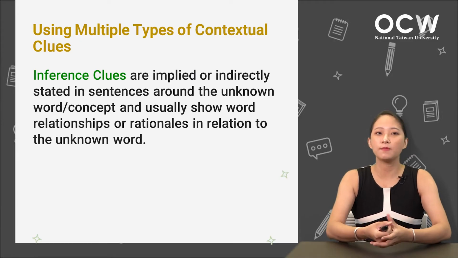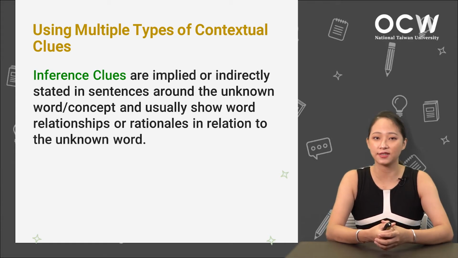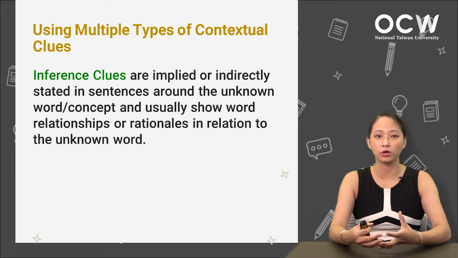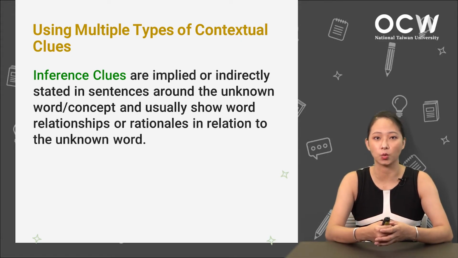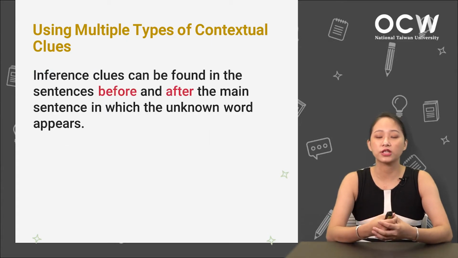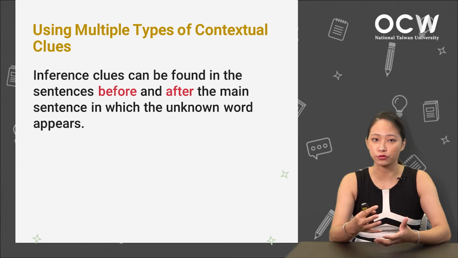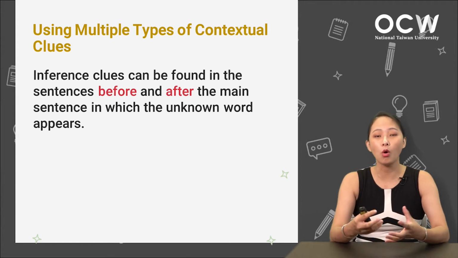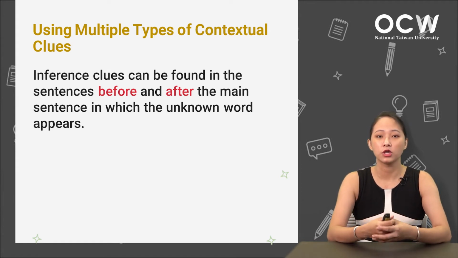Now, when we're talking about using multiple types of context clues, we also talked about inference clues. Basically, it's an indirect or implied form of explanation around the unfamiliar word to allow the reader to be able to guess the meaning of that particular word. So usually these inference clues are located after the unfamiliar word or right before the unfamiliar word, to act as part of the anticipation strategy.